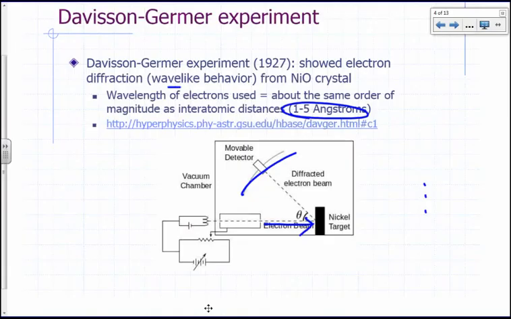That was the experiment that confirmed de Broglie's idea that electrons do behave like waves, that they have a wave-like characteristic. In other words, that confirms what we would call the wave-particle duality, a dual nature for the electron.